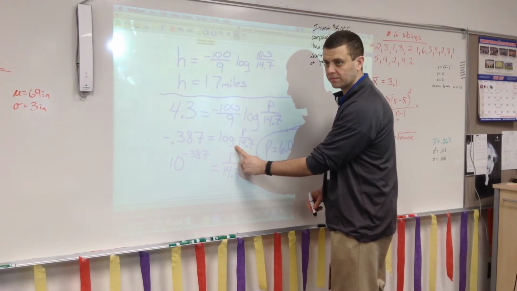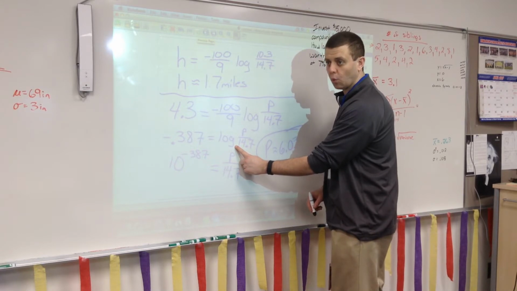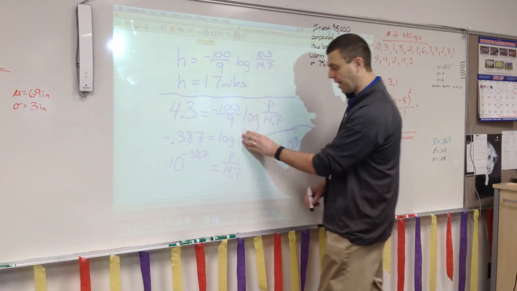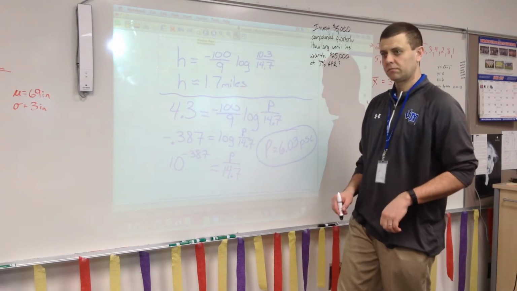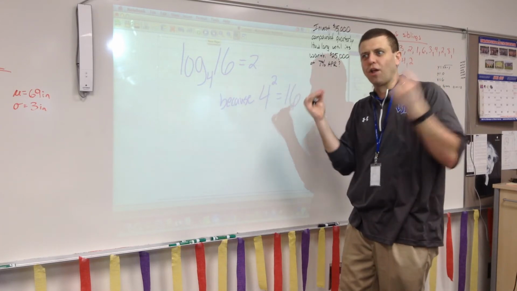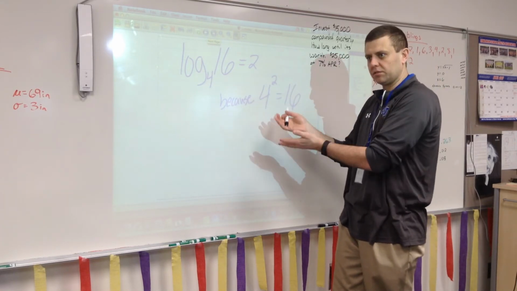What's the base? 10. 10 would have what exponent to get to equal that number, 14.7? Okay. That make sense? Yeah. It's the exact same thing, it's just with numbers that you just can't rattle off the top of your head. Does that make sense? Yeah, it makes more sense.